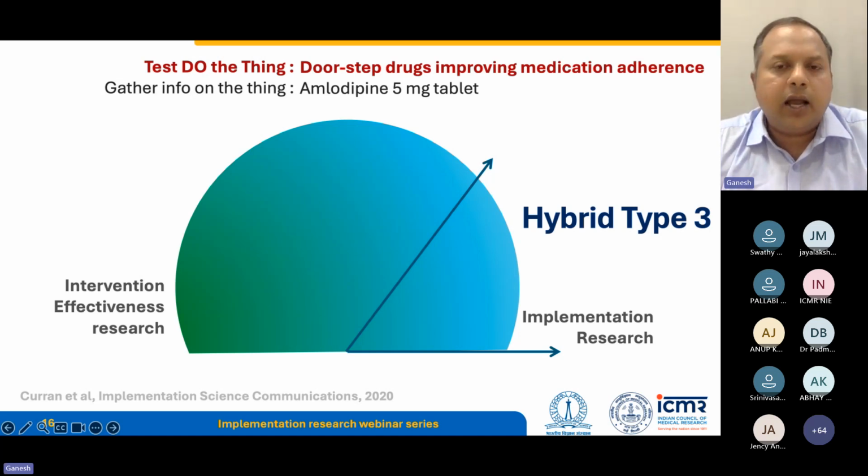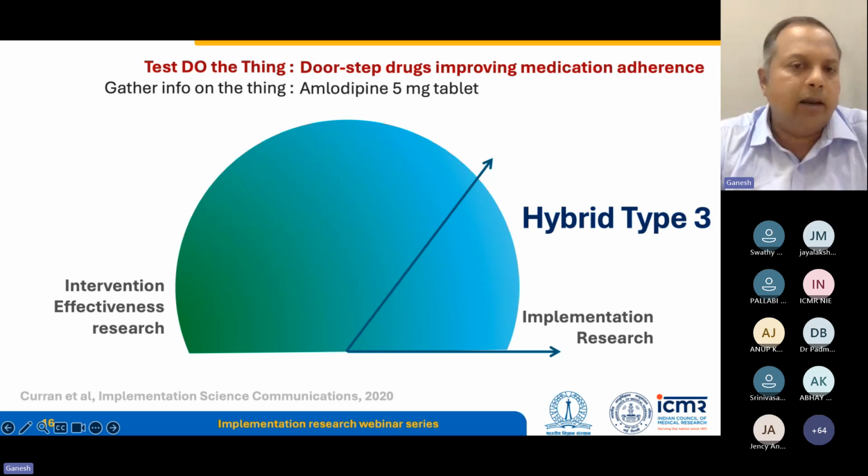Fundamentally, when we are choosing hybrid 1 or hybrid 3, your primary objective changes. In hybrid 1, your primary objective is to determine the clinical effectiveness of the intervention. In hybrid 3, your primary objective is how well we do the thing, which means how well the doorstep delivery of drugs program did. The outcome here is adherence to the medication, which is the implementation outcome we are measuring.